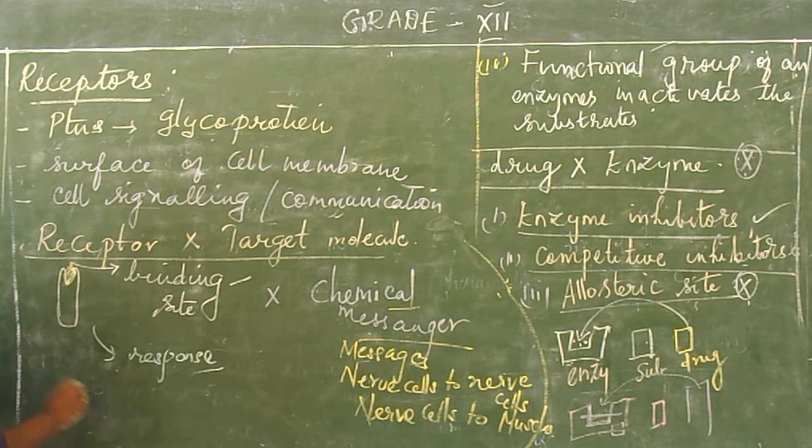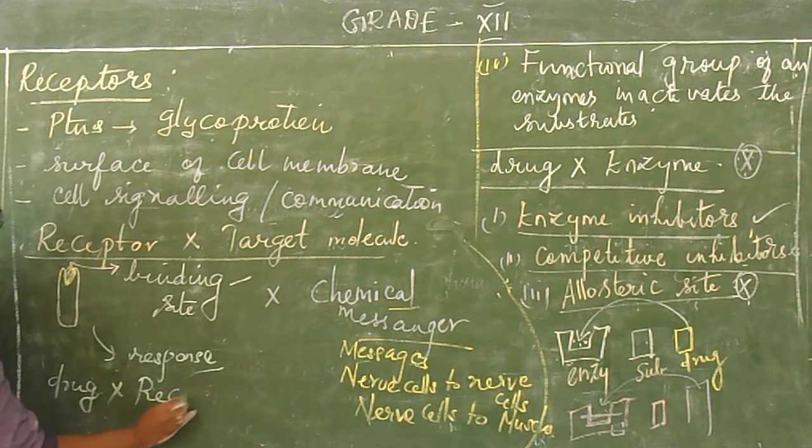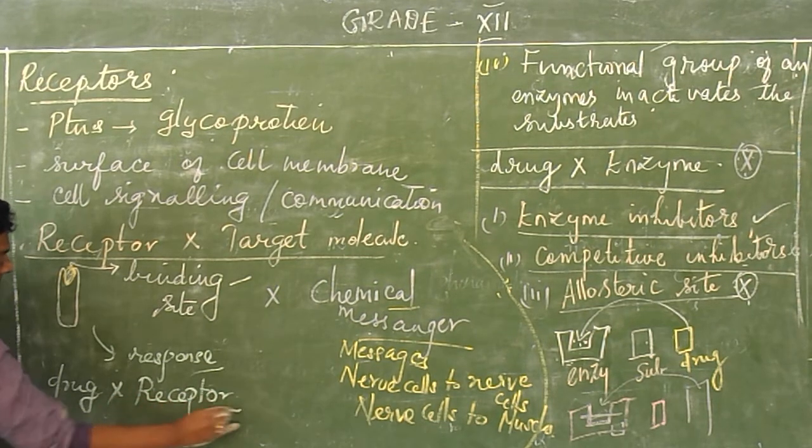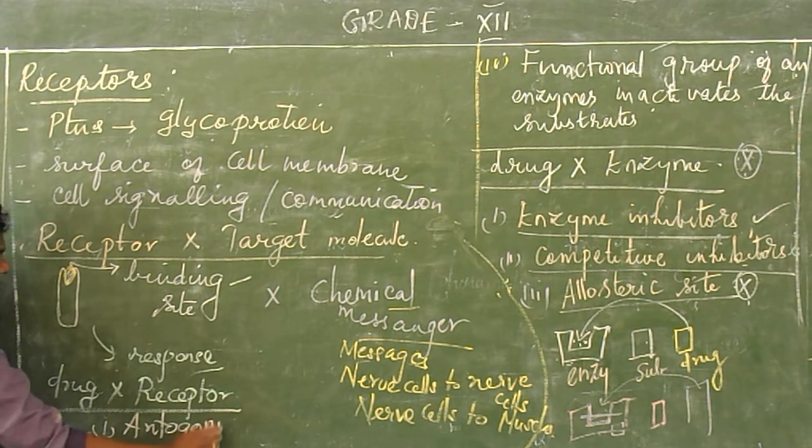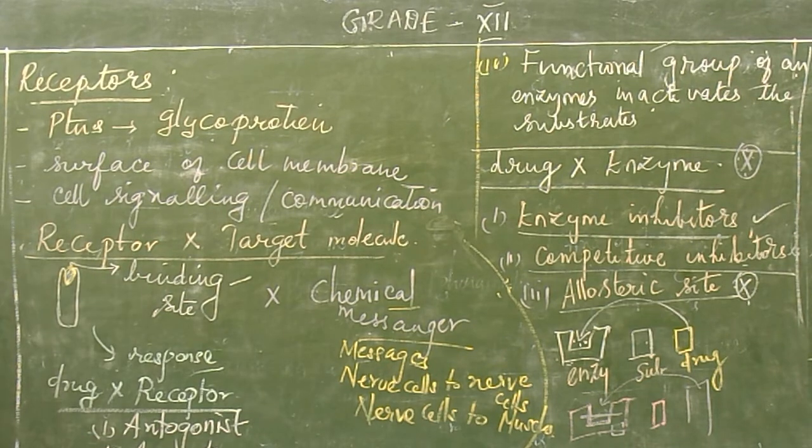Now what am I going to do? I am going to take a drug. This drug is going to interact with that of the receptor. So, drug targeting the receptor. When the drug targets the receptor, what things will happen? We'll see. One we are calling the antagonist effect. The other one is called the agonist effect.